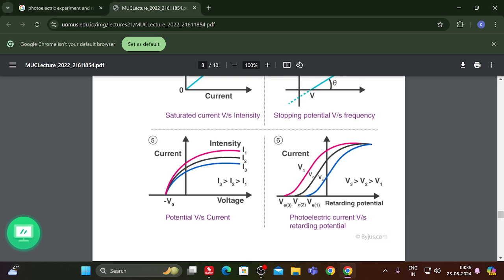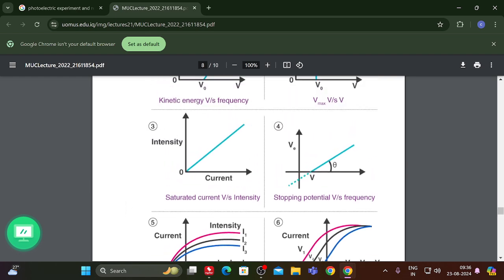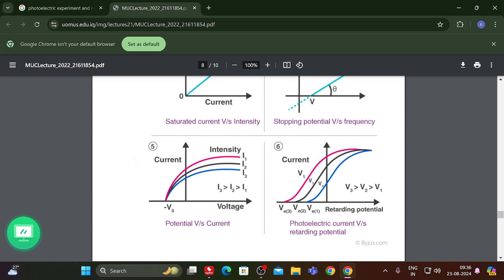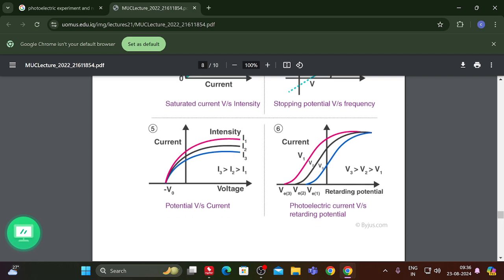Next, we are going to see the graphs. First one, we have seen the intensity versus current graph. This shape, you can see the graphs, you can study. Next one is different intensities, photo current versus voltage. Here is the major topic. Listen here.